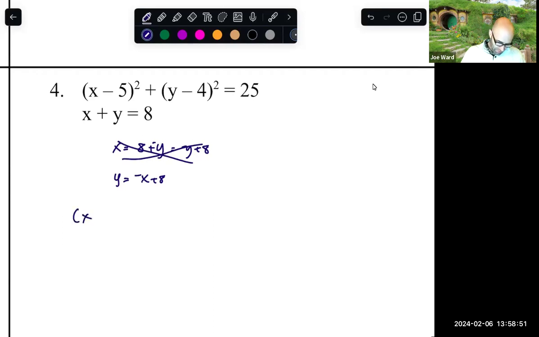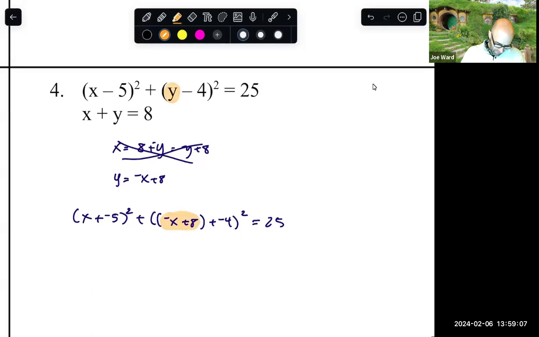So this is (x - 5)² plus, and in place of y here, I'm going to put (-x + 8) minus 4, squared, equals 25. I'm going to highlight that. Right here, we plug in this. Otherwise, these two equations should look identical, but we made that substitution where we took out the expression of y and put in something that's mathematically equal and exact to that.